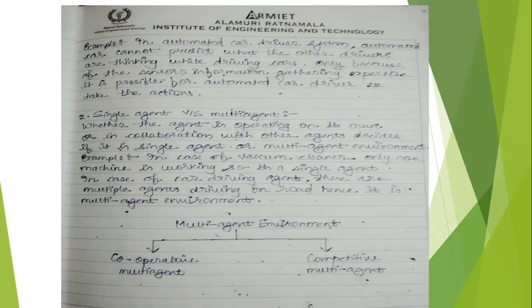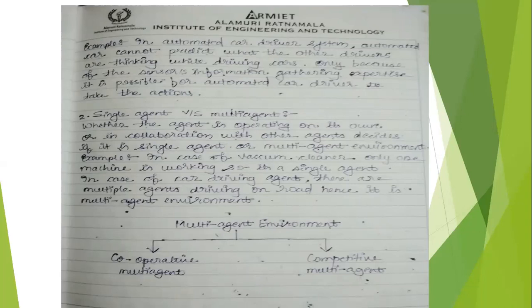In the case of a vacuum cleaner, only one machine is working, so it's a single agent. The vacuum cleaner is a program to clean the room and only a single machine is working in the room, so it is a single agent environment. In the case of a car driving agent, there are multiple agents driving on the road, hence it is a multi-agent environment.